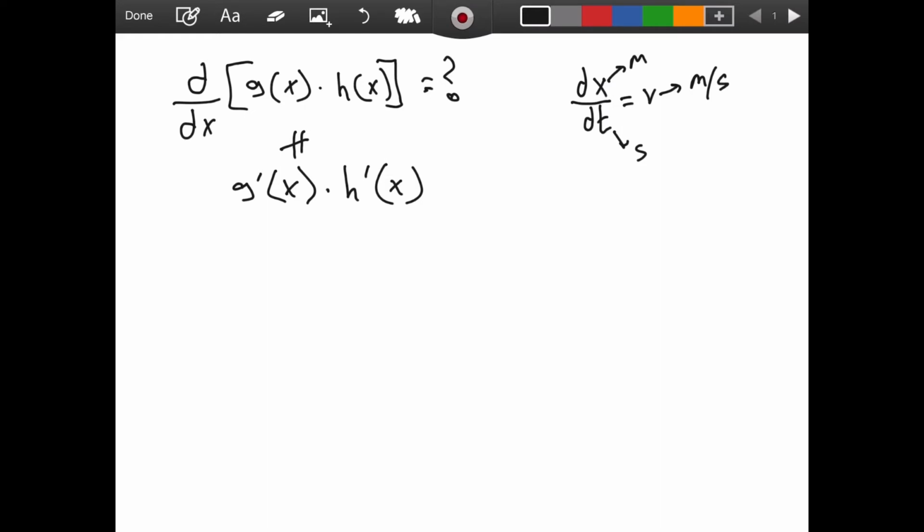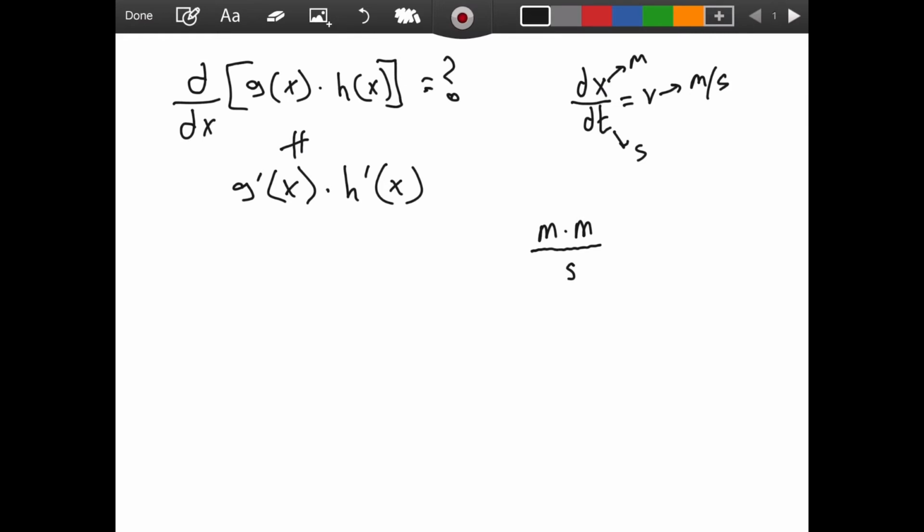Now if we apply this to our case, maybe g of x represents position, so you have something in meters, times, maybe h of x represents position as well, so you have another meters. And now, instead of taking the derivative with respect to x, let's take it with respect to t. So you are taking the derivative of meters times meters, so meters squared, with respect to time, so you have meters squared per second on the left side.